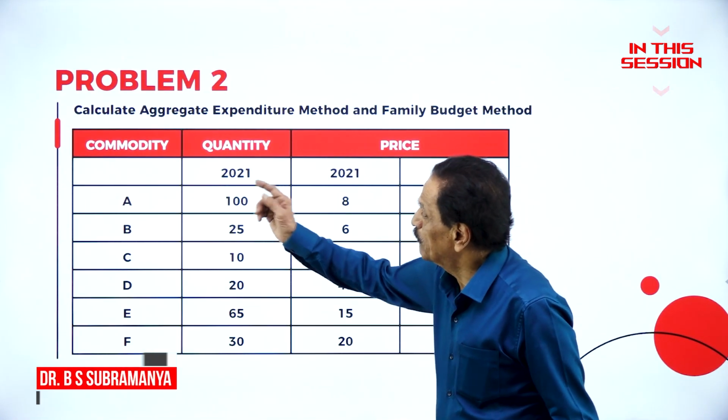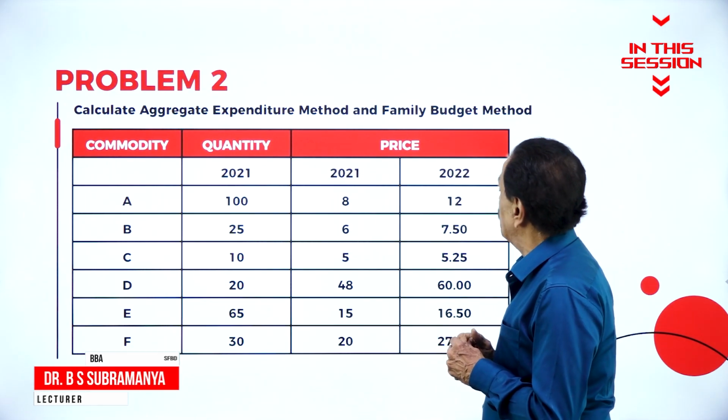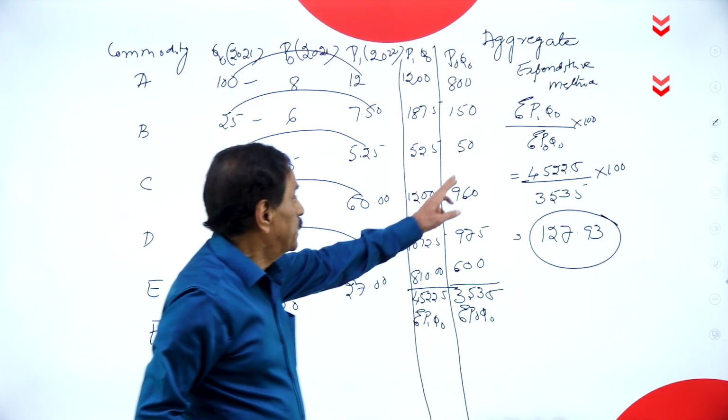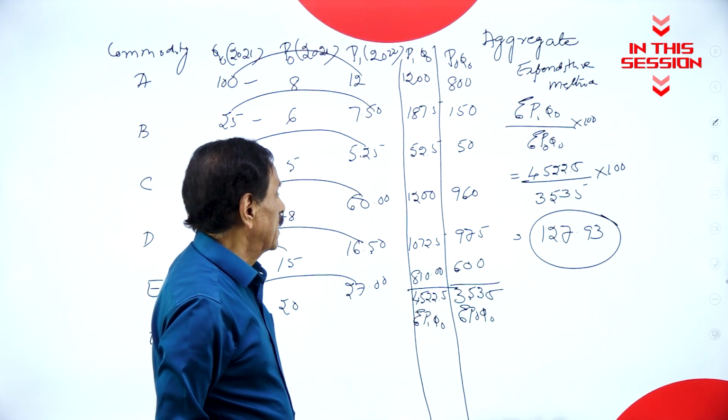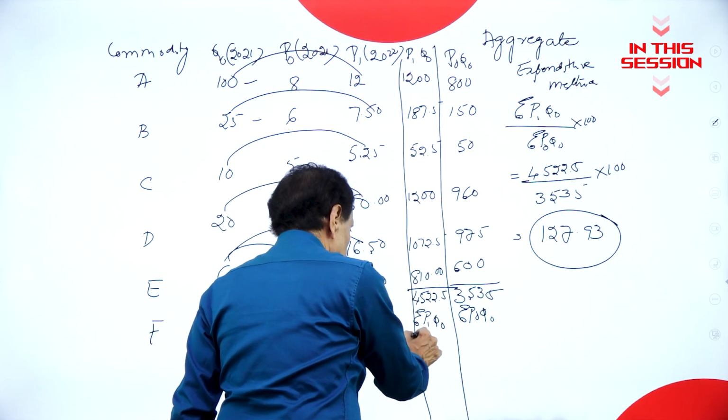The second problem goes: calculate the aggregate expenditure method and family budget method. Aggregate expenditure method, what's the formula? Sigma P1 Q0 over sigma P0 Q0. So this is also called weight.